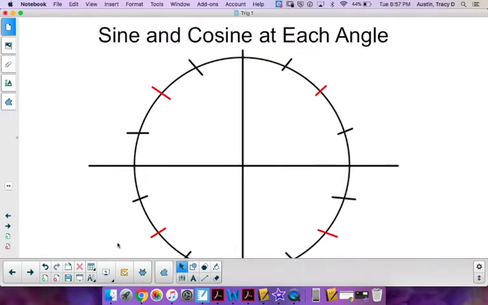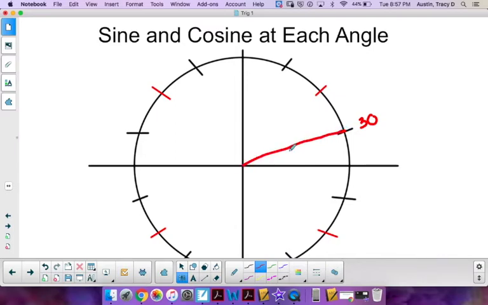And this has to do with those special triangles and finding the sine and cosine of those special triangles. All right, so let's start with 30. 30 degrees, we know, is right there. We already know that that's the 30-degree mark. We already talked about that.